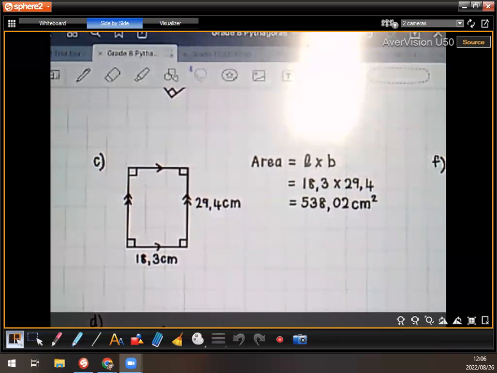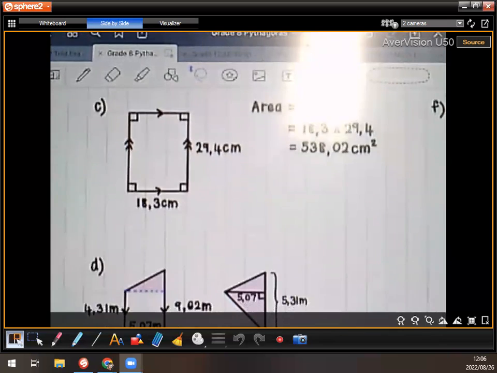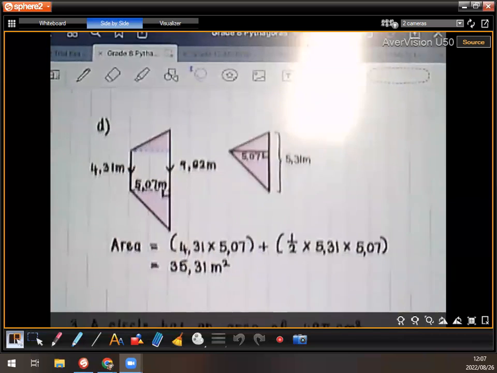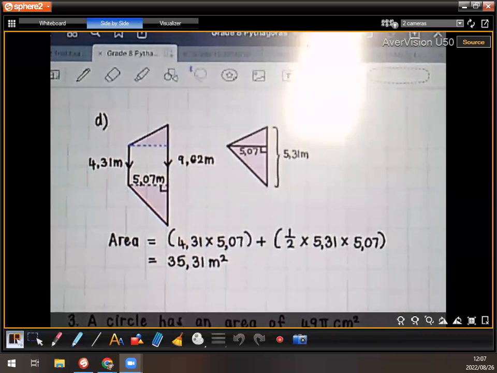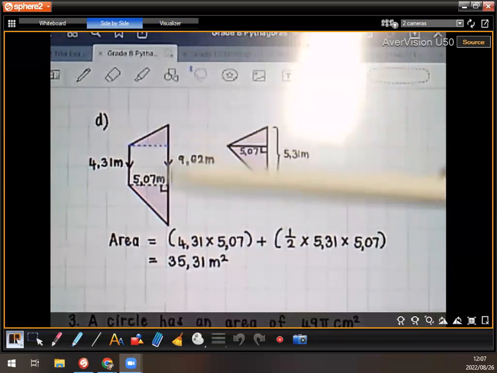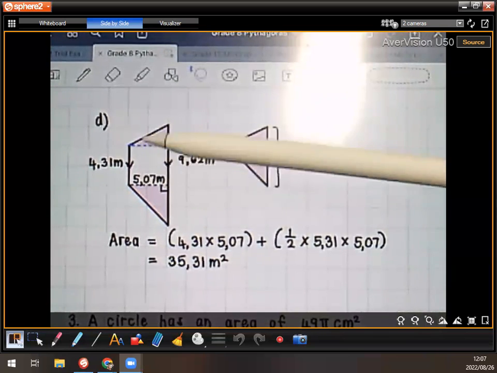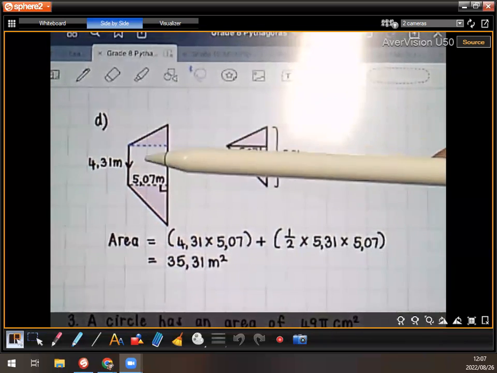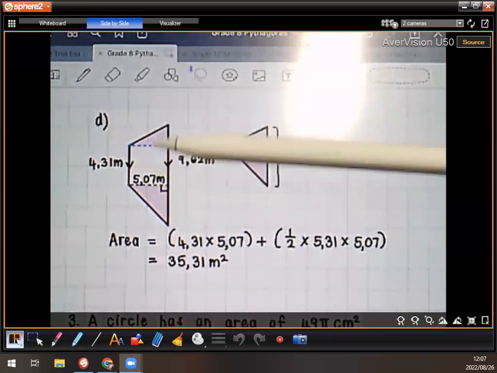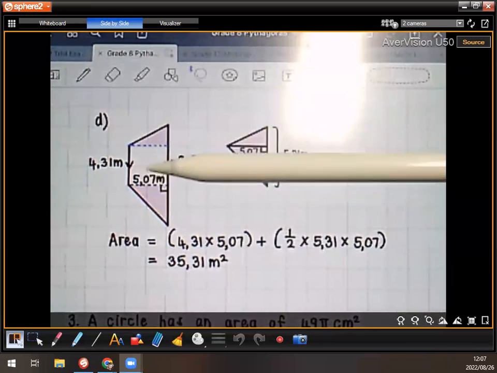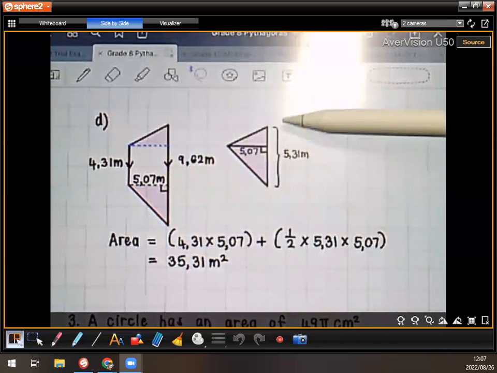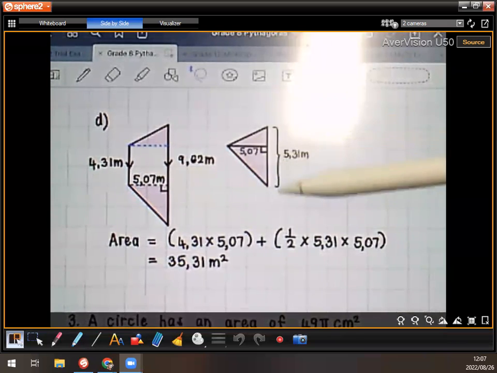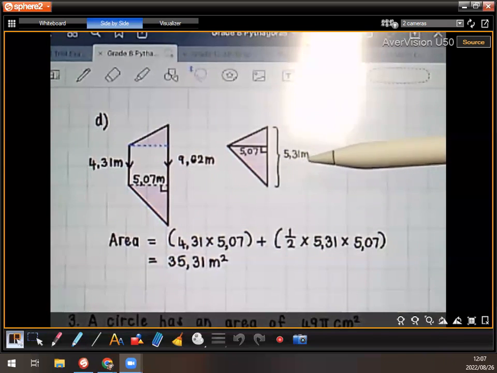Alright? Now for D, I did show you this on the board, but I drew the little triangle that we put together on the side as well, just so that you can see, because some of you were confused about it yesterday. So that was the shape that they gave us, right? And we said yesterday this is a rectangle because we have 4,31 and 5,07. Those are 2 different lengths. Okay? So that's a rectangle. And then we have 2 smaller triangles that we have to put together to form one. Okay, so if you were confused by this question and you didn't draw this, then you can draw it now.